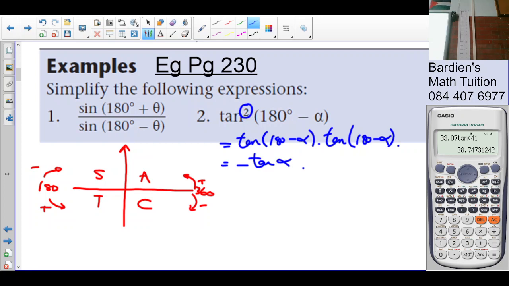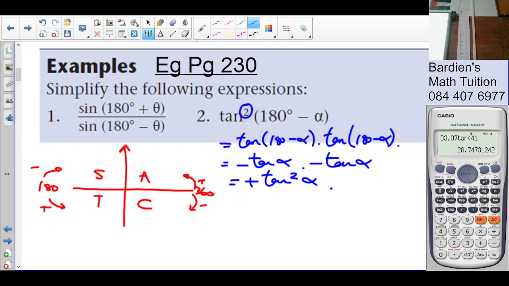Tan 180 minus alpha. Which quadrant is that in? Second quadrant. Is tan positive or negative? Negative. So it's negative tan alpha. So what's negative times negative? Positive. Tan alpha times tan alpha? Or just tan squared alpha?